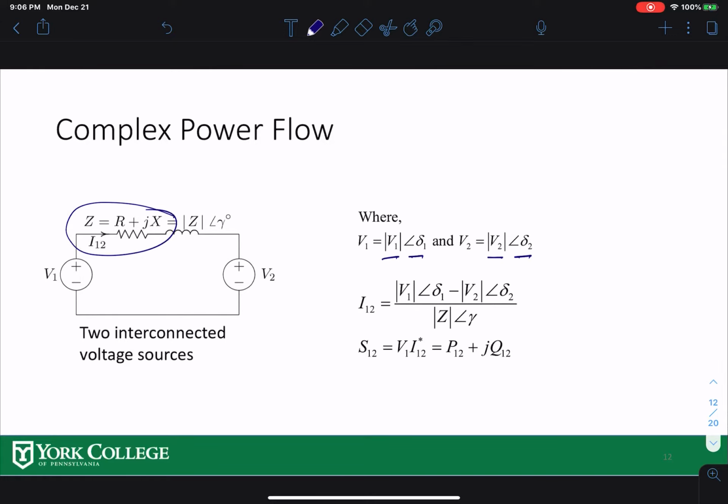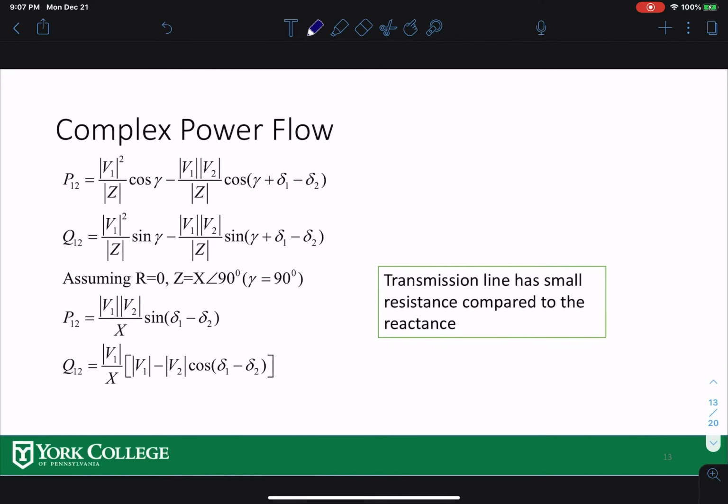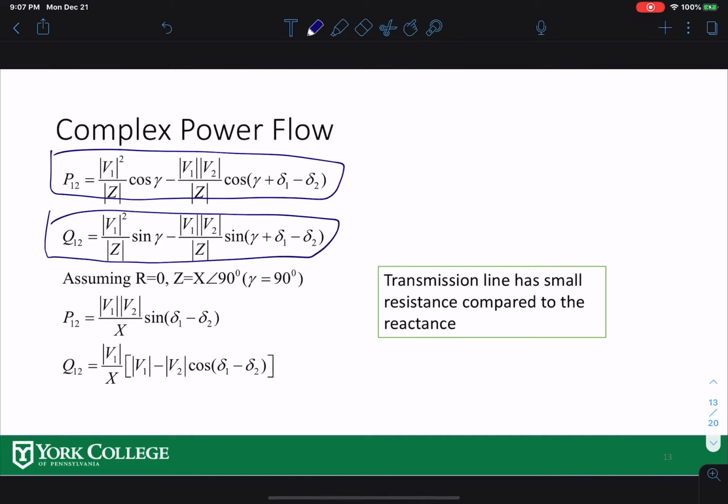The current going from source 1 to source 2 this way would be source 1 minus source 2 divided by the impedance. In terms of complex power, if I take the I12 conjugate, I will get the conjugate complex power, P12 and jQ12. That's the power going from source 1 to source 2. If we simplify these two equations for P12 and Q12, this is the real power going from source 1 to source 2. This is the reactive power going from source 1 to source 2.